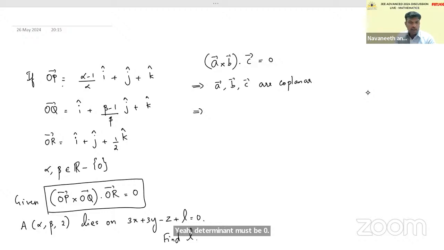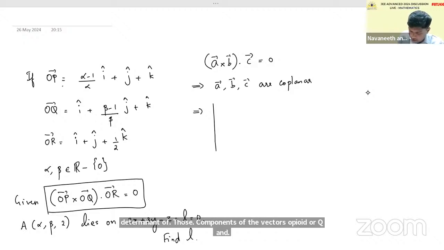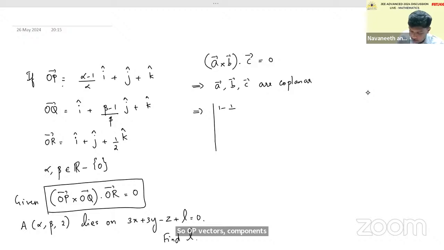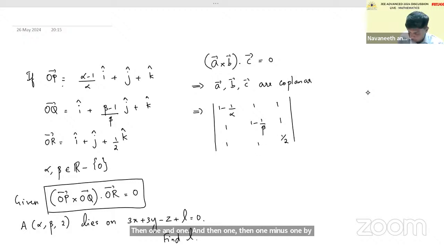So in fact, that is how you evaluate a scalar triple product, using the determinant of those components of the vectors OP, OQ, and OR. So OP vector's components, let me write it in the first row. That's 1 minus 1 by alpha, then 1 and 1, and then 1, then 1 minus 1 by beta, and then 1, and then 1, 1, 1 by 2. This determinant must be 0.